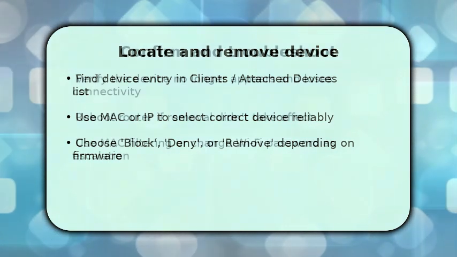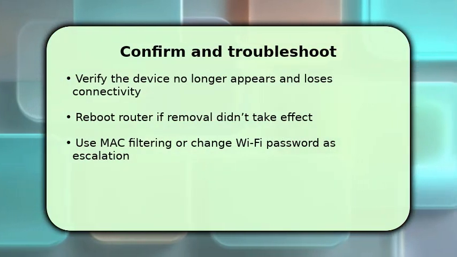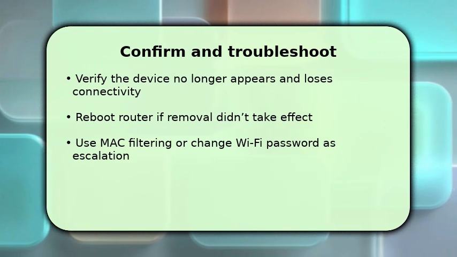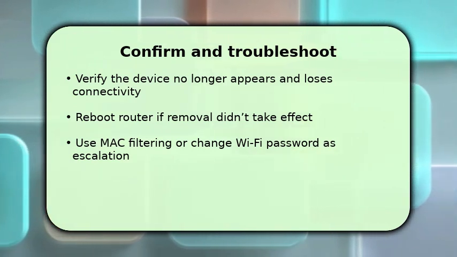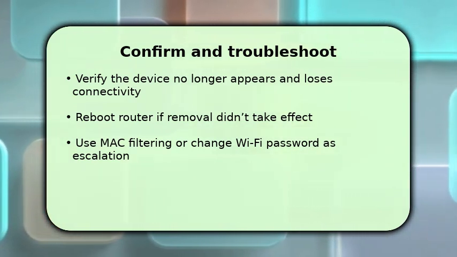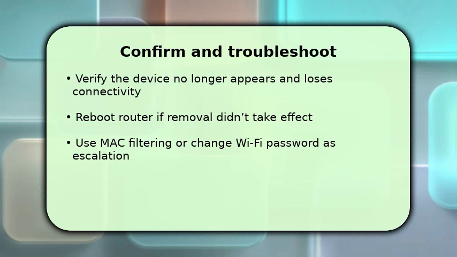You finish by confirming the device is gone. Check the client list and watch the device lose internet access. If it still connects, reboot the router and recheck settings. Sometimes firmware requires a restart to enforce blocks.